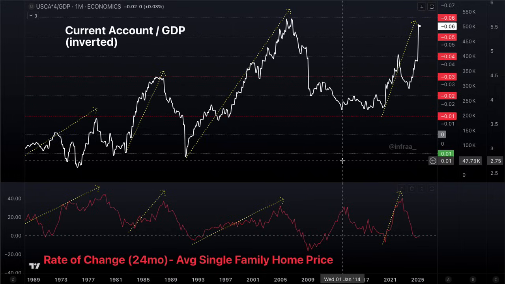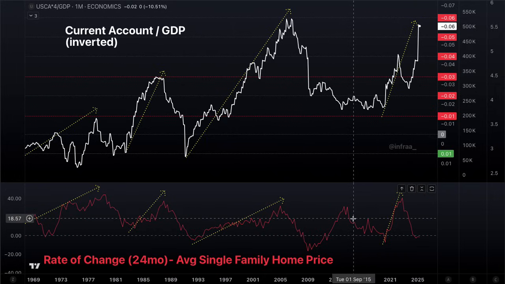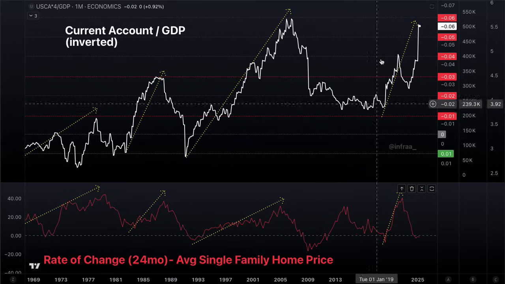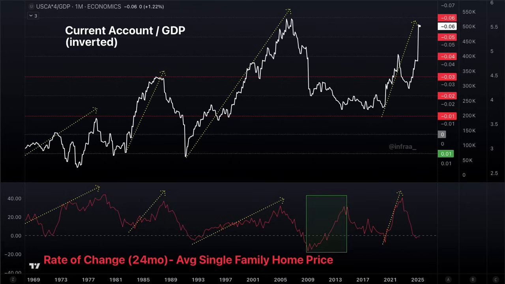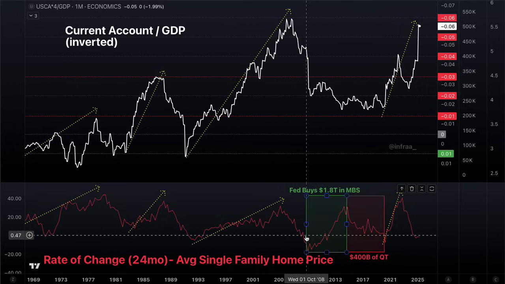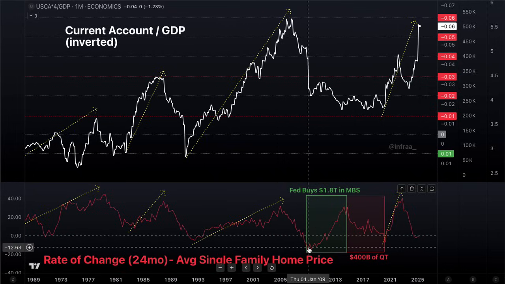Now, of course, there's a big kind of hole in this chart, which is that the rate of change of single family home prices here did not correspond to a change in the current account. Well, this was due to the Fed. The Fed was purchasing $1.8 trillion in mortgage-backed securities in this green box that I've highlighted. This has a direct impact on home prices. It lowers the interest rate on mortgages. It's subsidizing risk and fuels demand in the housing market. This is what they did to bail out the housing market.